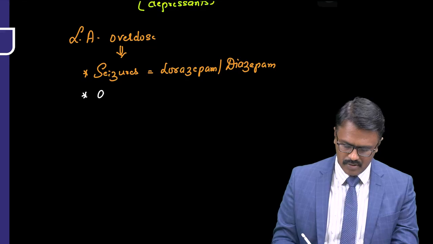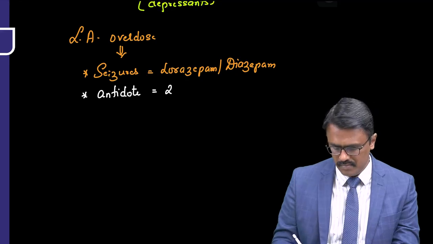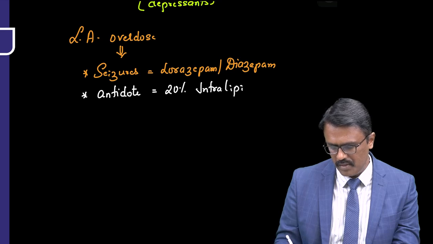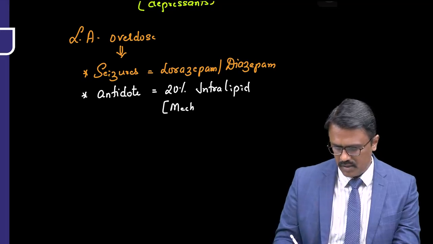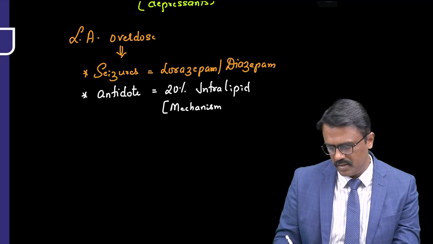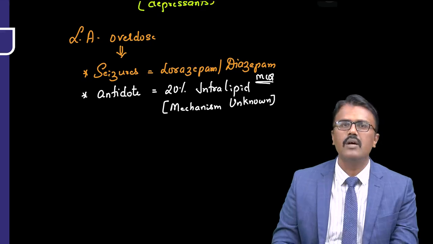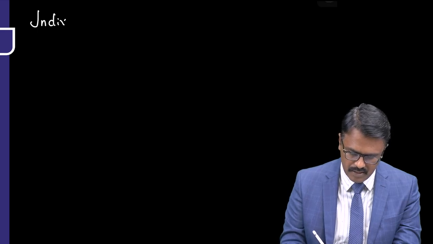Now is there any antidote for this? Yes, we have an antidote, and that is called 20% intralipid. It is a lipid emulsion which is given IV. The mechanism is still unknown. How does it work? Mechanism is unknown. This was recently asked in the exam: what is the antidote for local anesthetic overdose? So once we know that, let us understand the individual drugs. Certain individual drugs, what are their specialties?